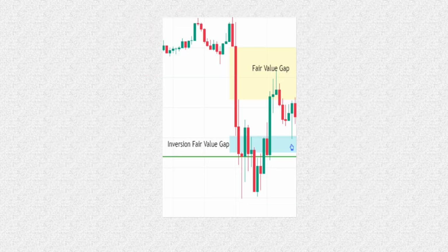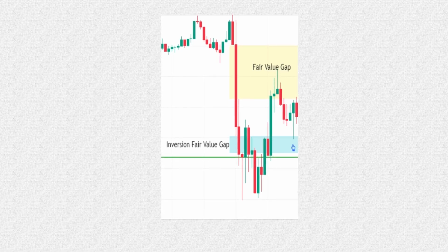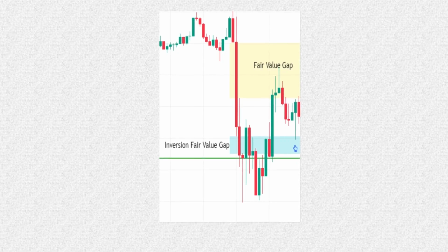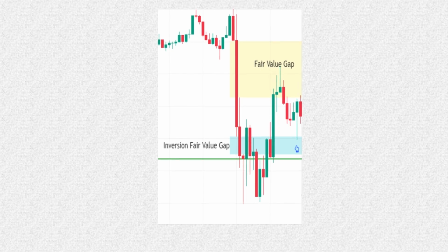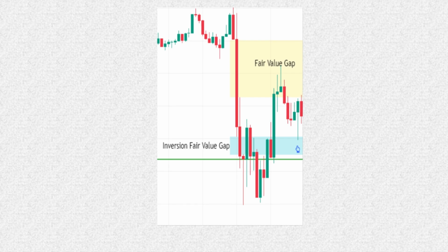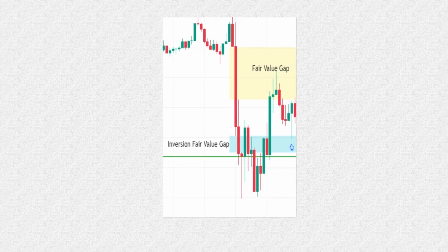In this example, the inversion fair value gap is the area that is shaded green. It was formed by the red candles when they were going down. The price then goes up as shown by the green candles. Then the pointer with the hand shows the price coming back to the inversion fair value gap. So an inversion fair value gap is simply a fair value gap that has been traded through, and then the price comes back and uses it as support or resistance.